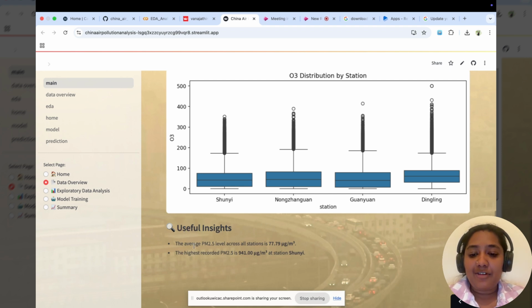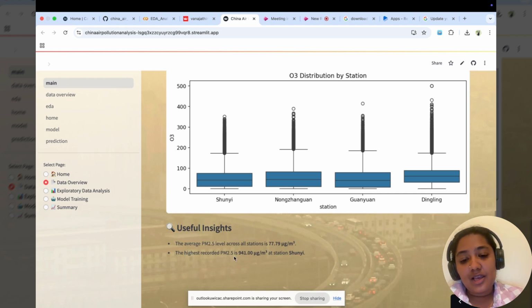Usually, we can list the average PM 2.5 level across all stations, which is 77.79 concentration. And the highest recorded PM 2.5 is 941.00, the concentration at Shunyi.